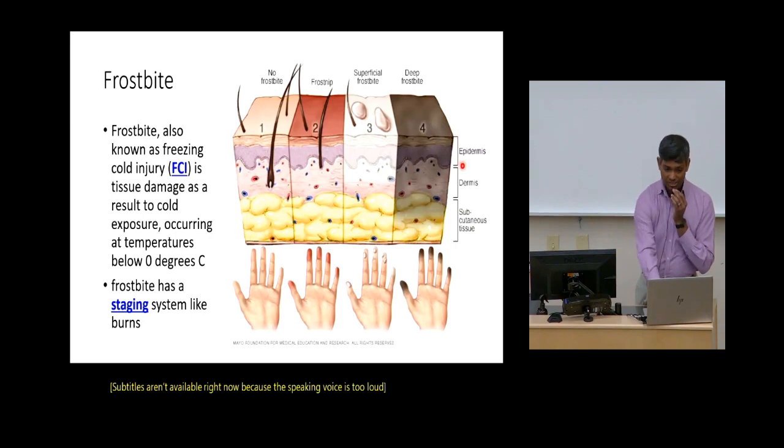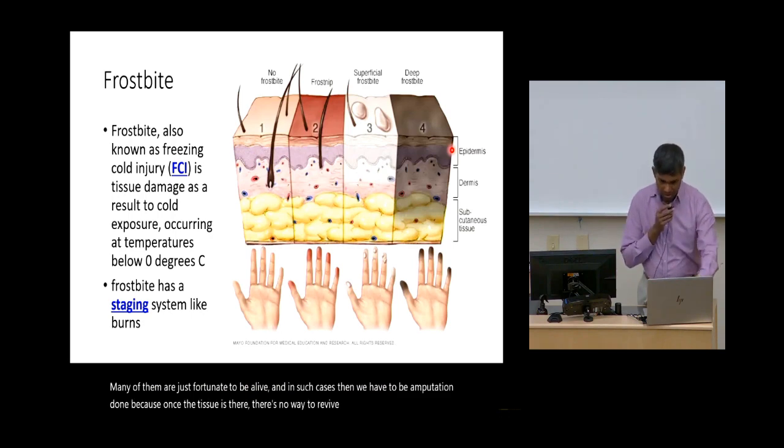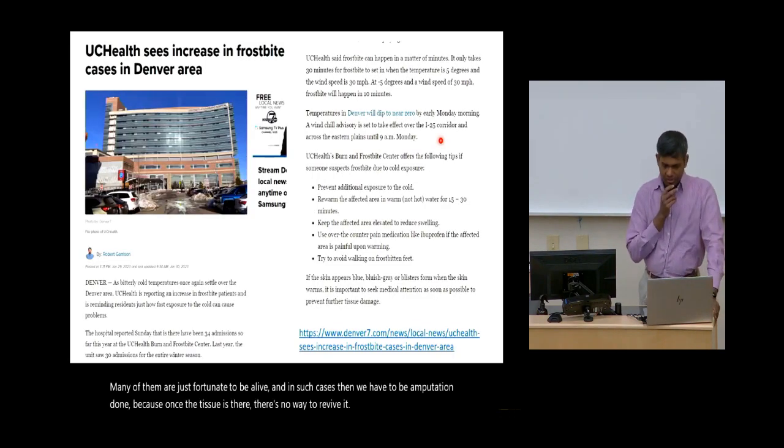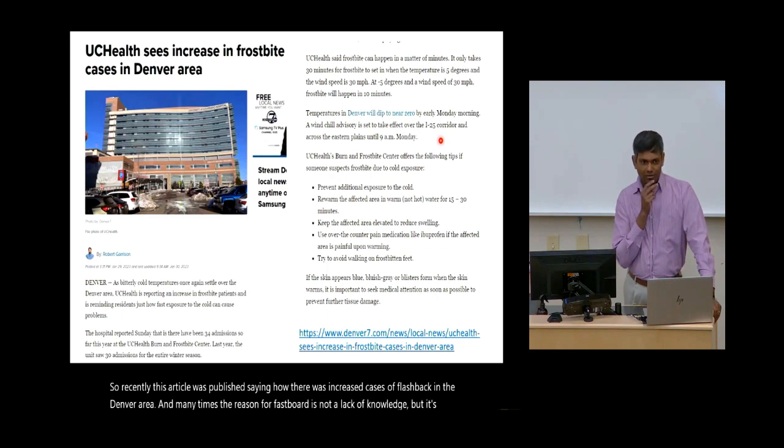And in such cases, there would have to be amputation done, because once the tissue is dead, there's no way to revive it. So recently this article was published saying how there were increased cases of frostbite in the Denver area, and many times the reason for frostbite is not a lack of knowledge, but just the lack of resources to protect oneself from the cold temperatures.